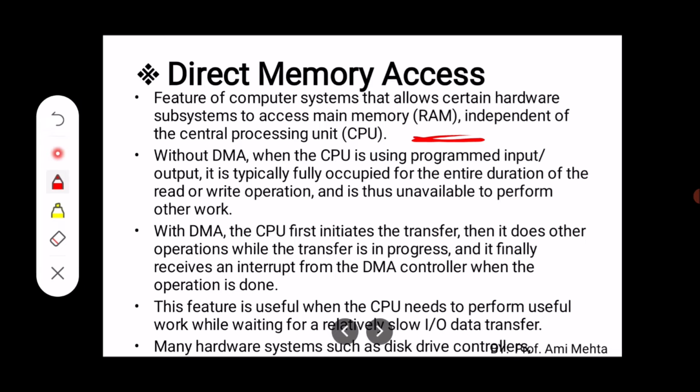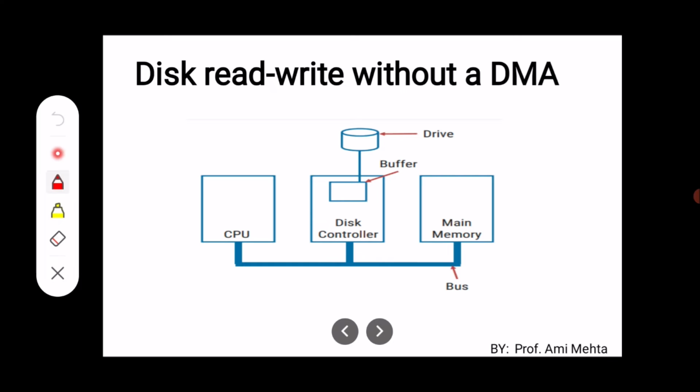This feature is useful when the CPU needs to perform useful work while waiting for a relatively slow IO data transfer. Okay, so this is the concept of why direct memory access is required, and from this concept we can utilize the maximum time of the CPU. Now, how is this operation performed without DMA?